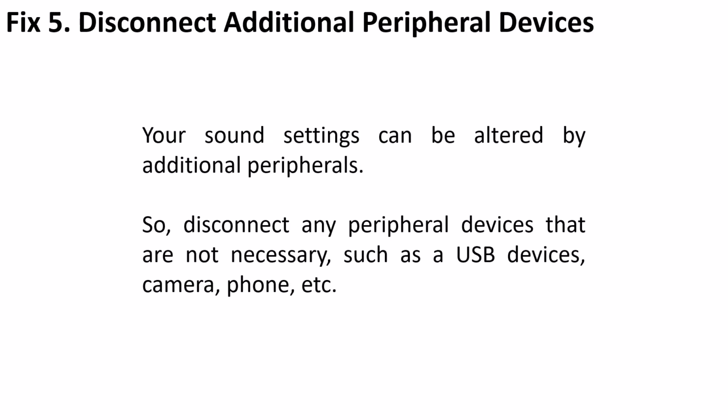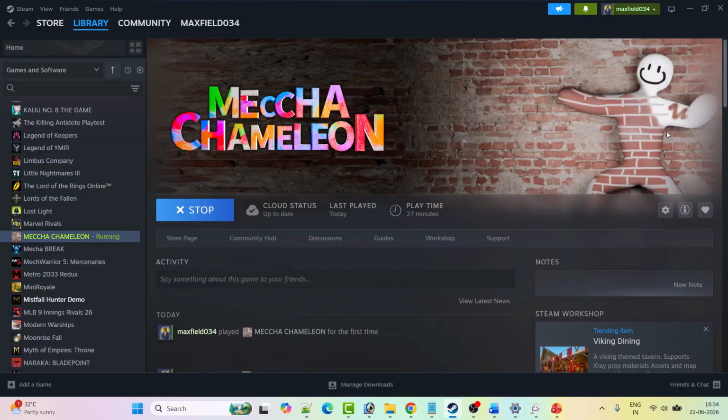Fix 5 is to disconnect additional peripheral devices. Your sound settings can be altered by additional peripherals. So disconnect any peripheral devices that are not necessary, such as USB devices, camera, phone, etc. and then check. So I hope by following these fixes you can easily solve sound or audio issues in MECCHA Chameleon game. So that's all for this video.